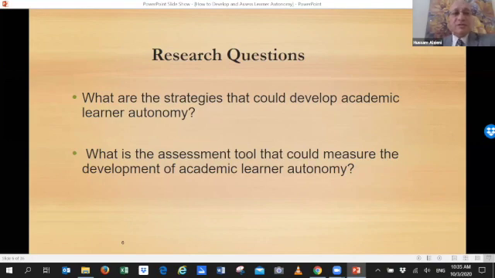My research questions at that time were 8 questions, but I'm just focusing today on 2 of them. What are the strategies that could develop academic autonomy? And what is the assessment tool that could measure learner autonomy? What I mean by assessment tool here is that I want numbers. I want something that could be in figures, just to see this is 5, now it has become 10 or 11.